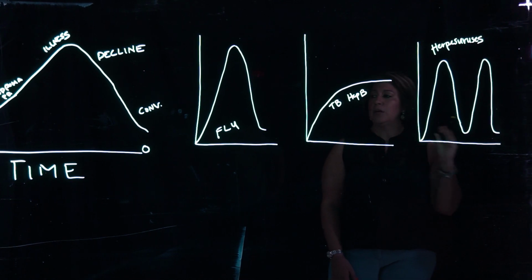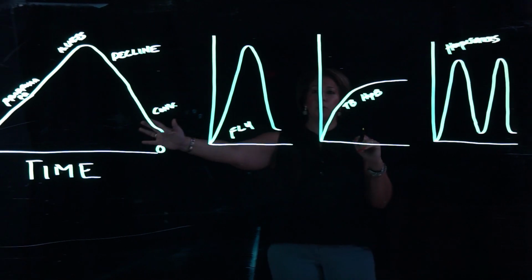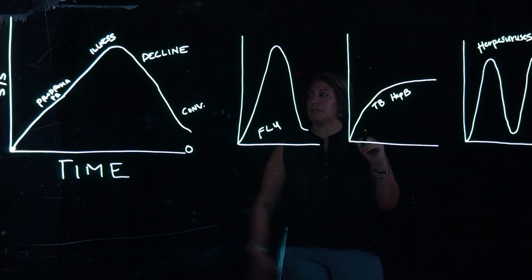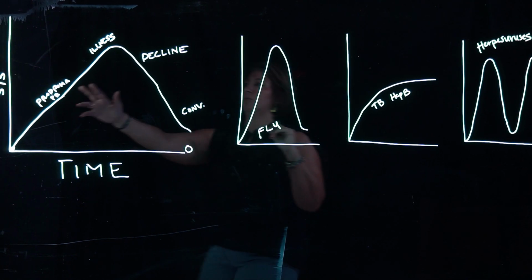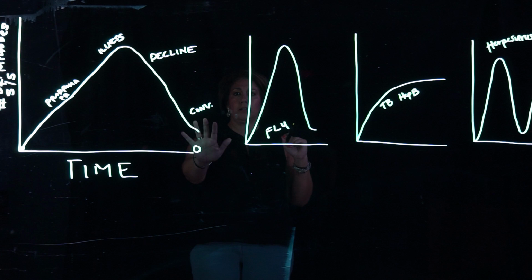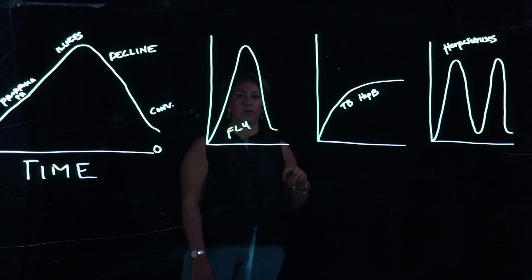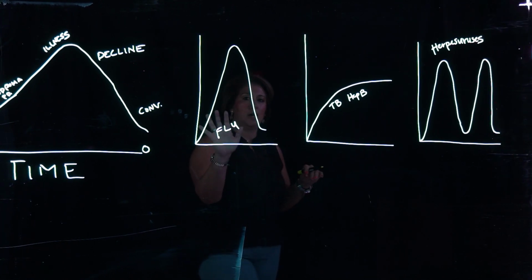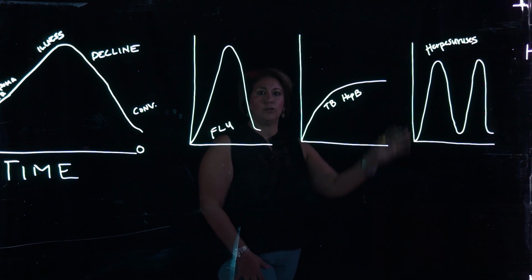Okay? So today we discussed the typical pattern of disease and your 5 different stages: incubation, prodromal, illness, decline, and convalescence, and then 3 different patterns of disease: your acute, chronic, and your latent.